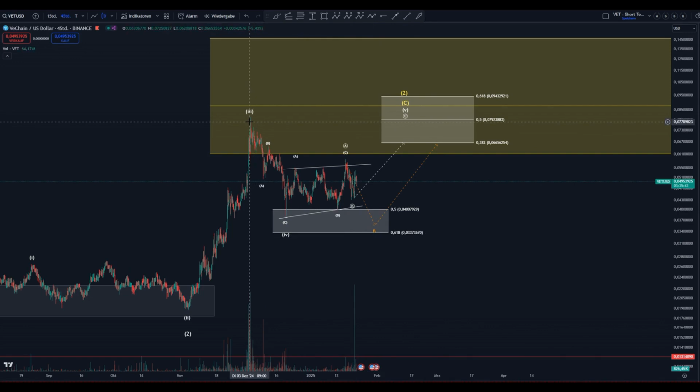There are now 2 possibilities. That's not clearly visible right now. It could be possible that we have already completed wave 2 or 4 here. And now we're moving up through the trend channel. So that practically means now we should move up and exit the trend channel upwards.